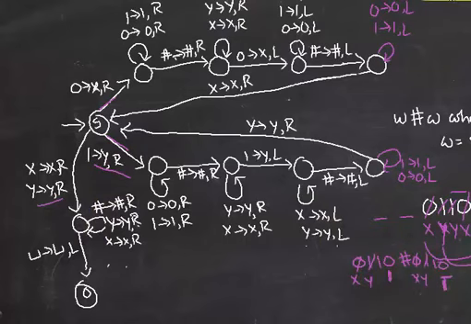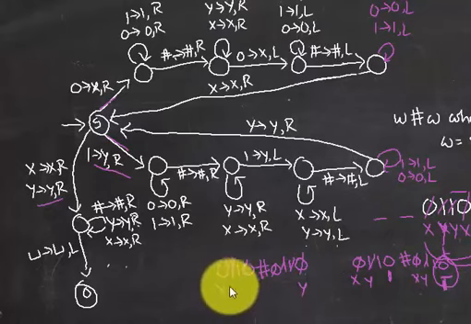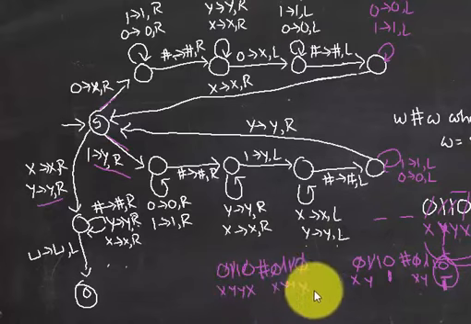Let me just draw it again: 0 1 1 0 hash 0 1 1 0. After we have converted everything to x y y x, x y y x, and we are at the end stage, we go to the right. If we get x, we go to the right. So we encounter x here, we convert x to nothing, and then we go to the right.